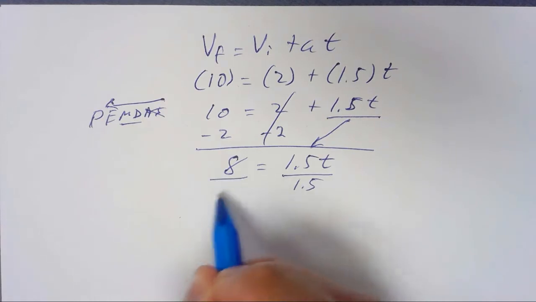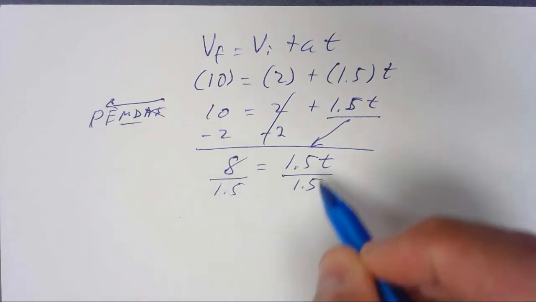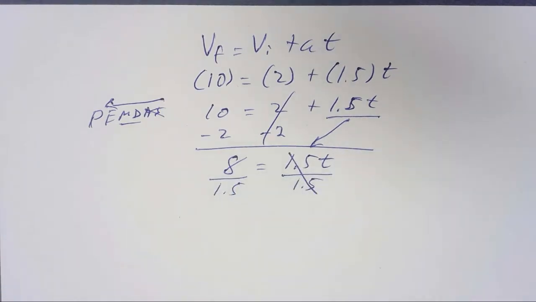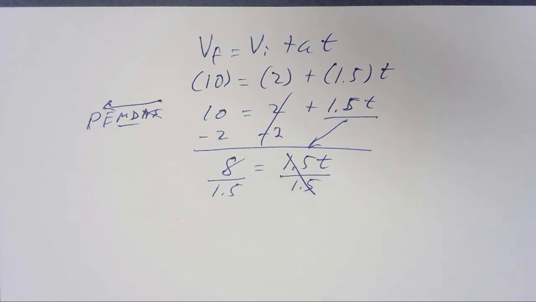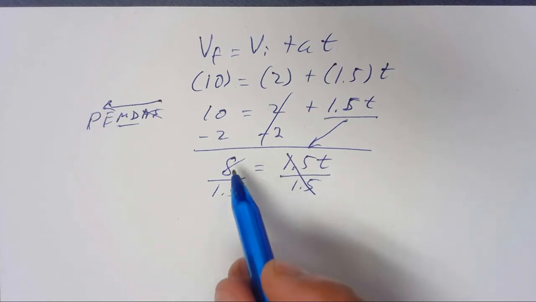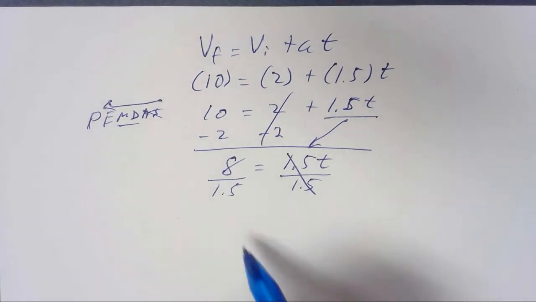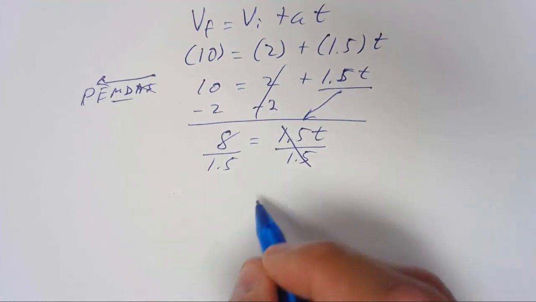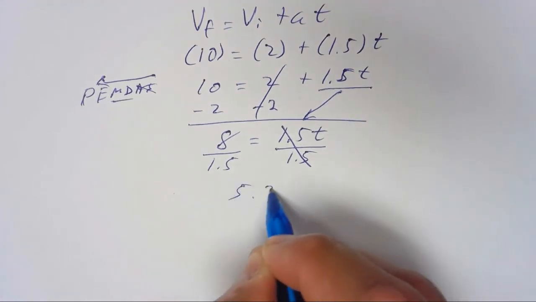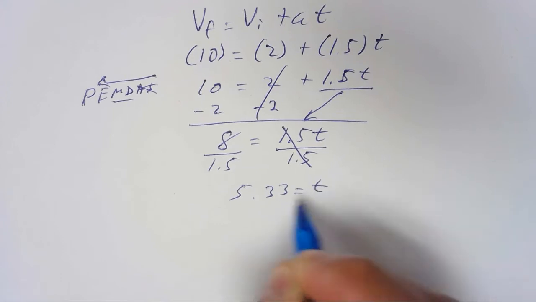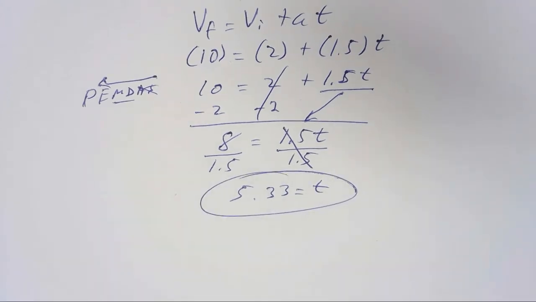And I'm going to do the same thing on both sides. I'm going to divide by 1.5 because that helps me to get rid of it. 1.5 divided by 1.5 is 1, and I want 1t on this side. That's what I want. And then 8 divided by 1.5 is the calculation I do over here. Turns out if I do that, I get about 5.33. That's how you do that. That's the best way to do algebra, basically doing PEMDAS in reverse.